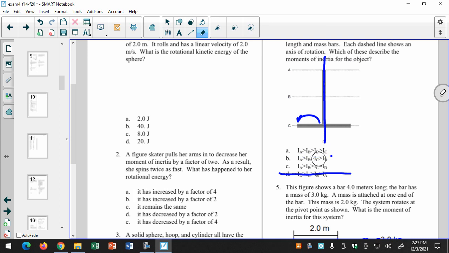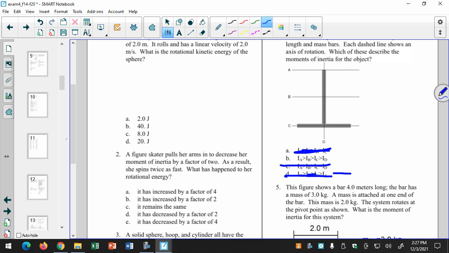D is the smallest, so I can get rid of that one. And then, are there any that are equal? Look for symmetry in it. I don't see any of these that are identical. Okay, none of these are identical, so I can get rid of C too. So the answer is going to be B. And notice here that B and C, B has a bigger moment of inertia because I got this big rod out here. And then also I have this rod too. Those are tricky, but practice them.